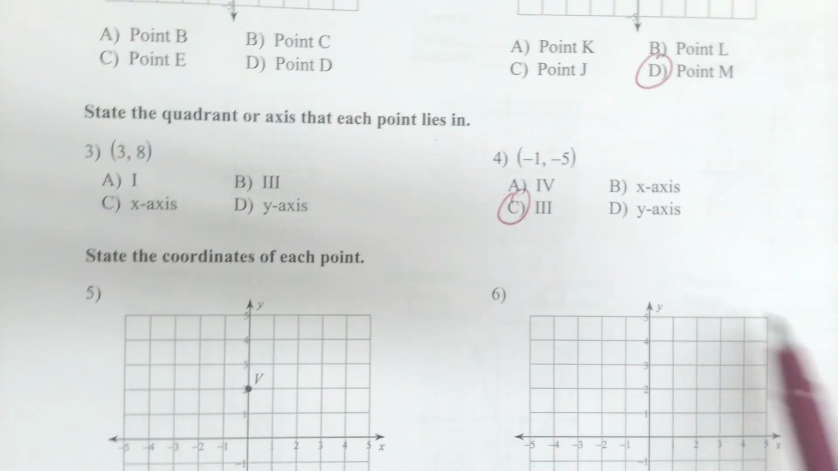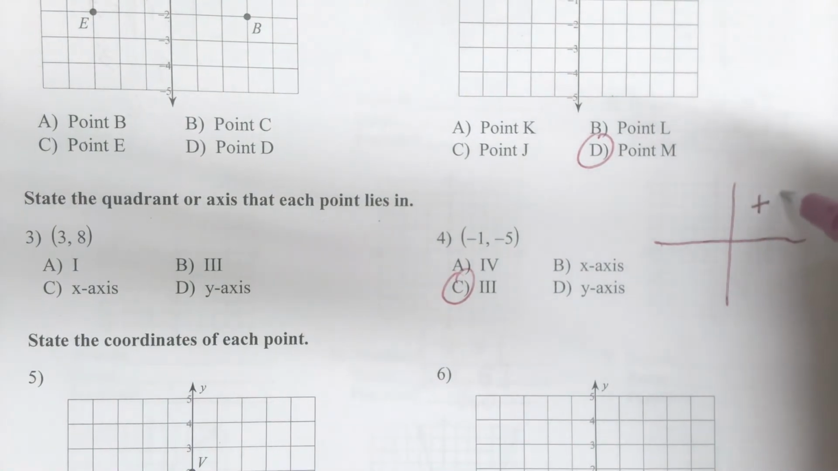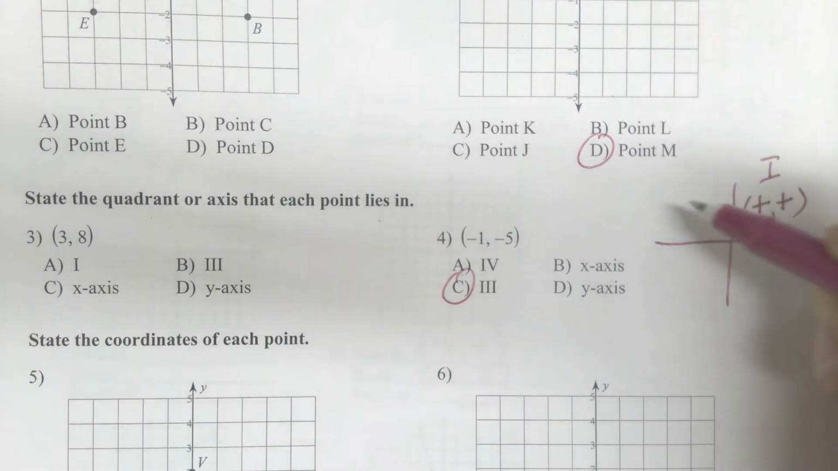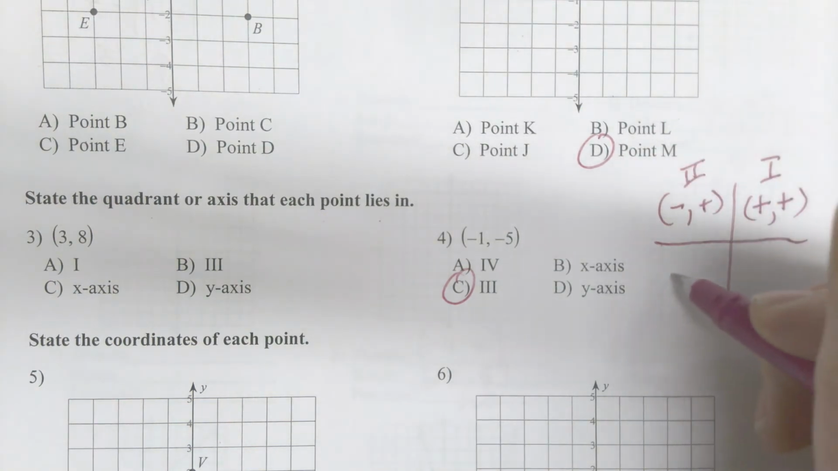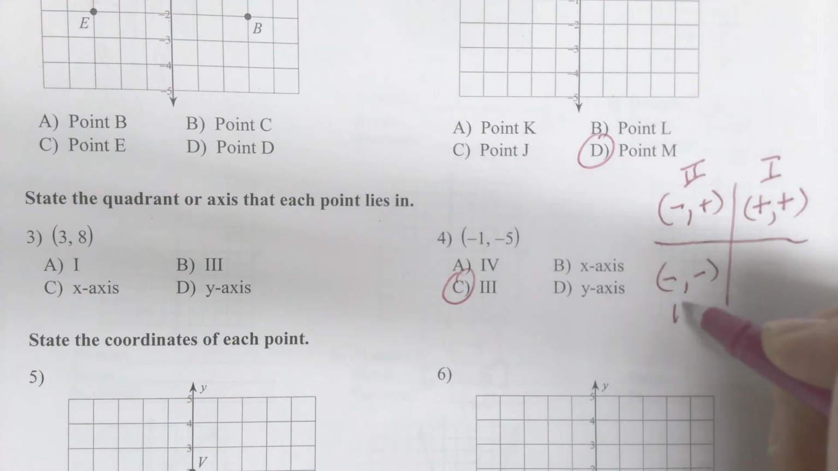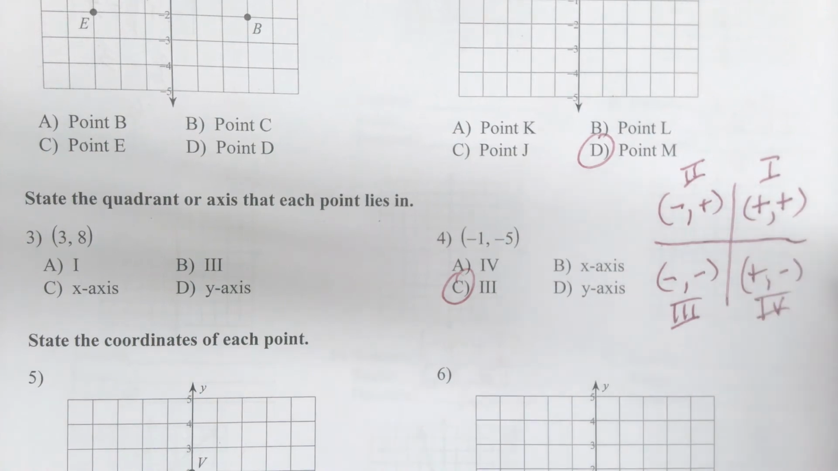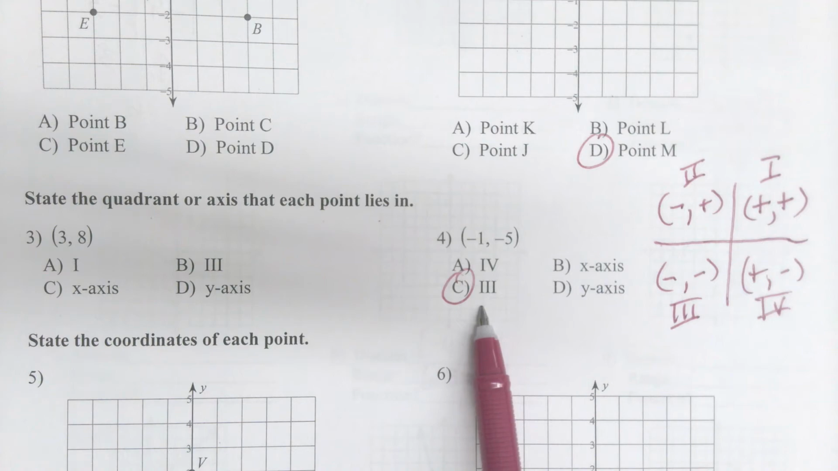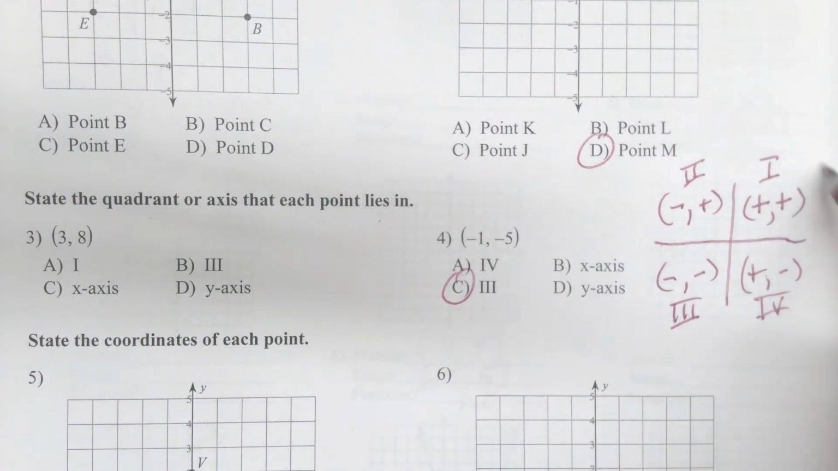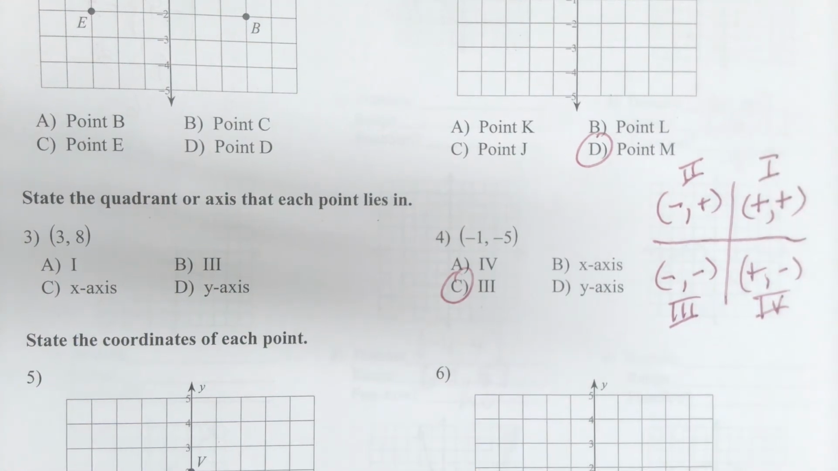If I'm stating the quadrant, keep in mind, quadrants. Positive, positive points are in the first quadrant. Negative, positive points are in the second quadrant. Negative, negative points are in the third quadrant. And positive, negative points are in the fourth quadrant. So just by looking at this point, it's a negative, it's got to be quadrant 3. This might be a nice picture to jot down on here so you have this for when you take your final.